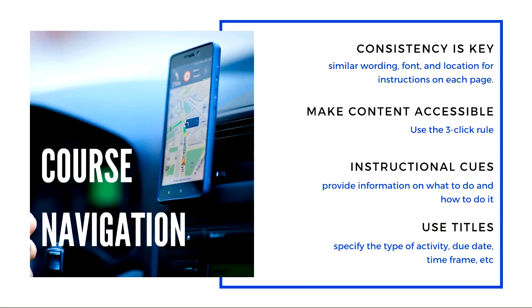Also, instructional cues. Do not assume that students know how to do what it is you intend. You want to make sure that you provide information on what to do and how to do it. So even though it might look obvious that it is a hyperlink for a title, put instructions that say, click on the title to access the content. You cannot assume that students know how to work the learning management system. So you want to provide cues and instructions that direct them on what you want them to do.